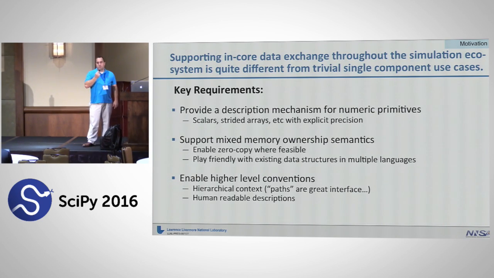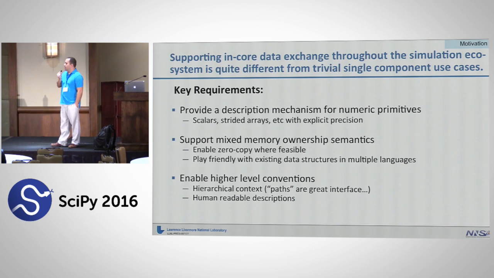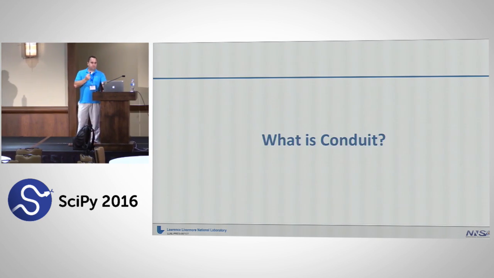And the final thing we want to do is make it a little more human-friendly by enabling higher-level conventions. So I think hierarchical context is great. It's how we interact with the web. It's how we interact with our file system. There's a lot that humans understand from that user interface, so we think that's a good thing.